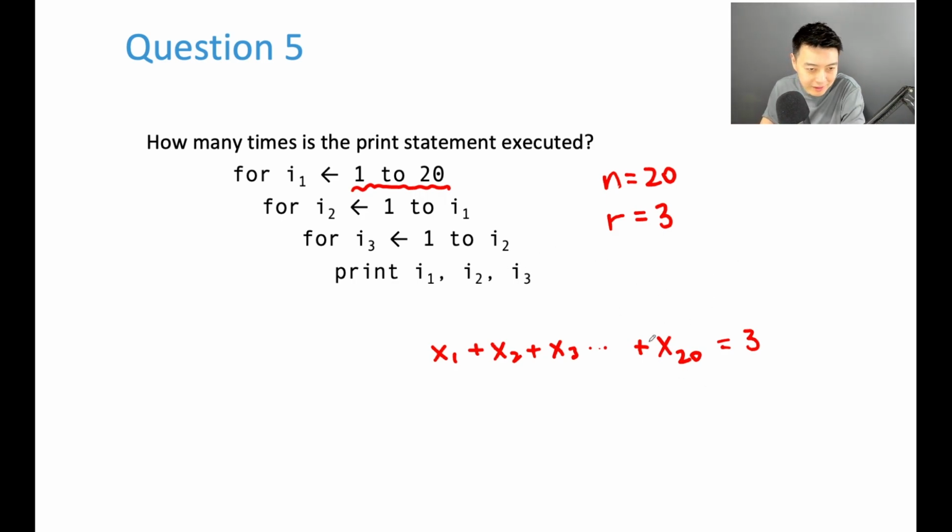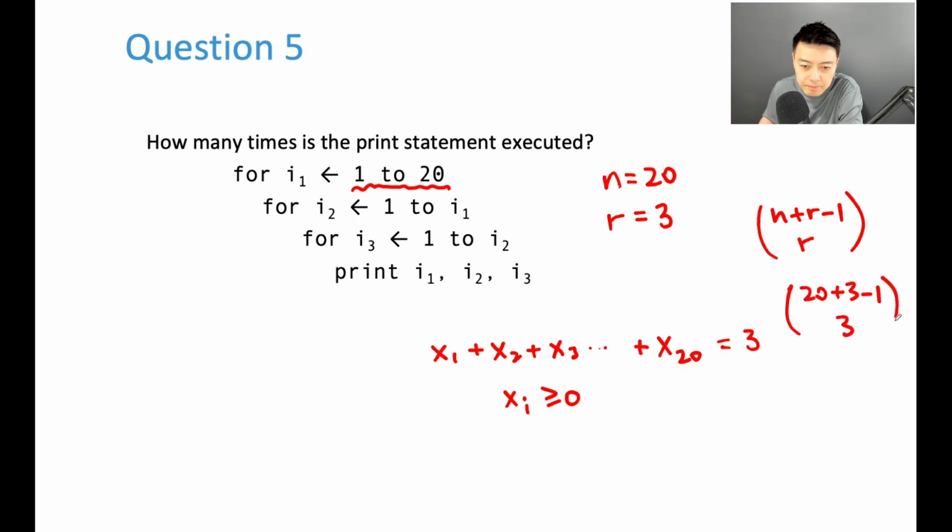So again, both of these are really the same question where the xi's are greater than or equal to 0. Okay, so we can just plug it into that equation. We can now say the equation is n plus r minus 1, choose r. And so the equation is 20 plus 3 minus 1, choose 3.